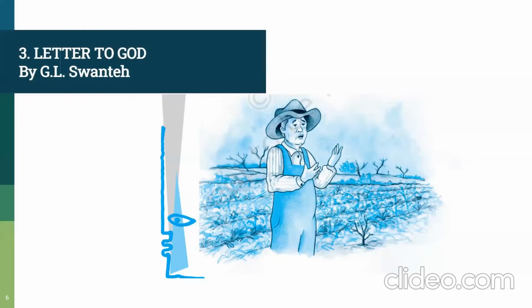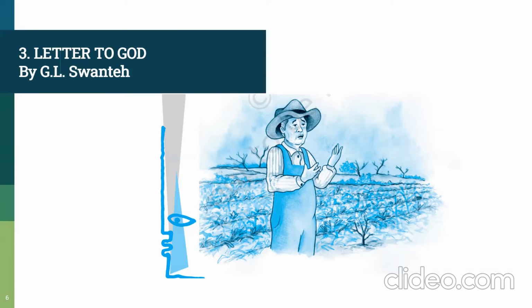The third lesson we have here is A Letter to God. A Letter to God is written by G.L. Fuentes, the famous Mexican poet, novelist, and journalist. It's a short story about a poor farmer whose name is Lencho, who writes a letter to God after a hailstorm, a storm which has destroyed his crops. He believes that only God can help him. Lencho asks for money to survive.